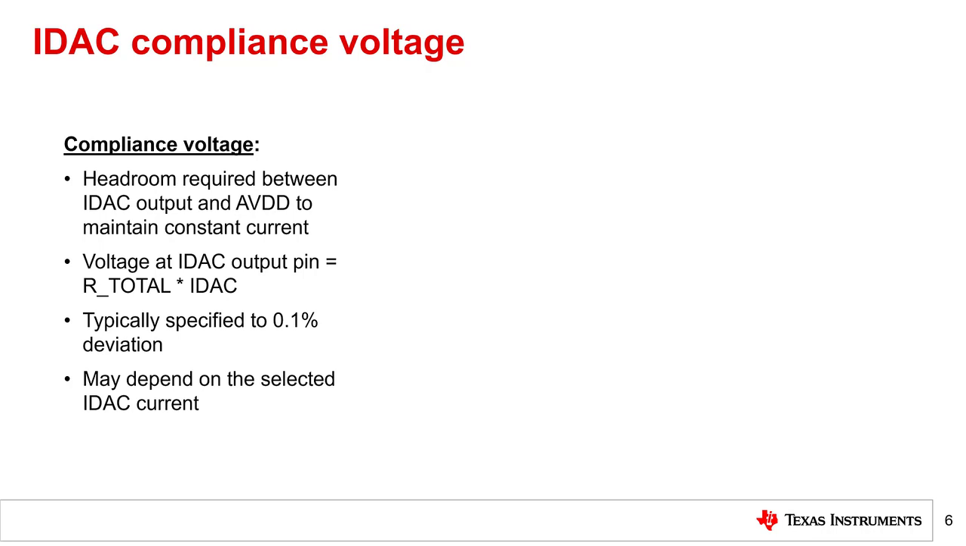On the left are some key points about the IDAC compliance voltage. The IDAC compliance voltage defines the minimum difference between AVDD and the voltage at the IDAC output pin that enables the IDAC to maintain constant current. The voltage at the IDAC output pin is the product of R total and IIDAC. The IDAC compliance voltage is typically specified to 0.1% accuracy. Finally, the selected output current can change the maximum compliance voltage.